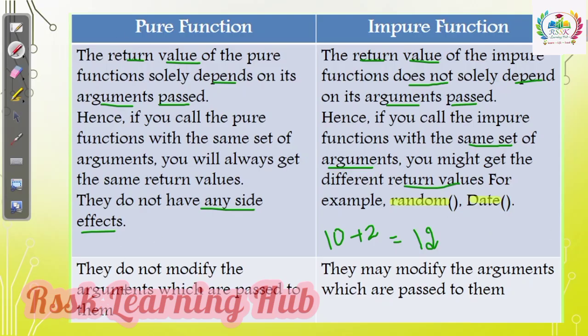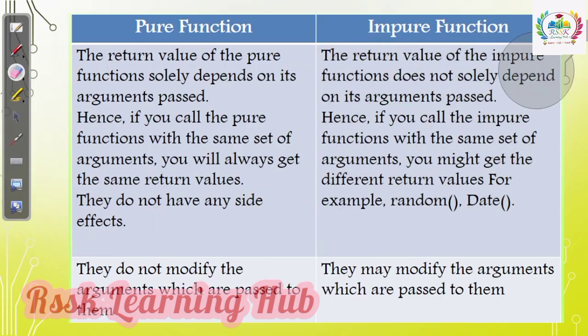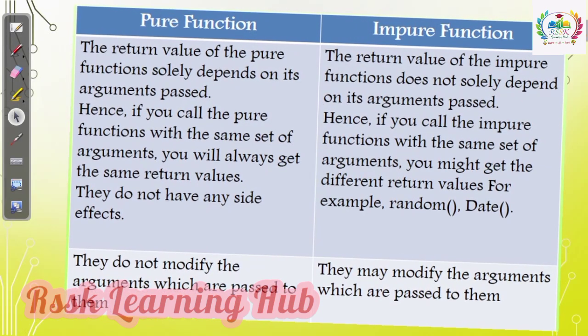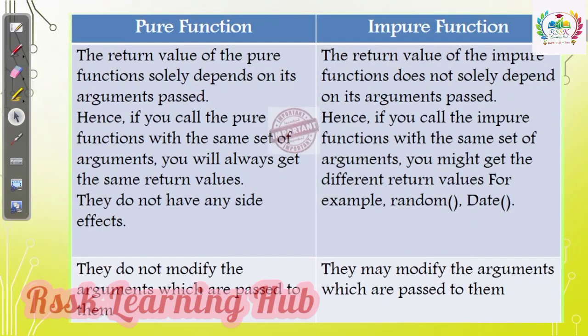Now coming to this, pure functions do not modify any argument which is passed to them. But an impure function modifies an argument value which is passed to it. If it is asked as a difference, you have to make a chart like this and explain what is a pure and impure function and the difference between them. It is an important 5-mark question too.